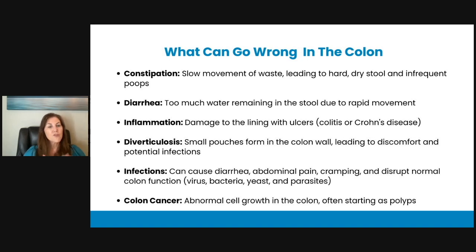We can have diverticula, which are small pouches that form in the wall of the colon, usually in the area of the sigmoid colon, and that can cause infections and pain. We can have lots of different types of infections: viral infections, bacterial infections, yeast, and parasites. Those things can cause diarrhea, pain, cramping, and disrupt normal functioning. And then we can actually have growths in our colon. We can have abnormal cells that become tumors, that become colon cancer.